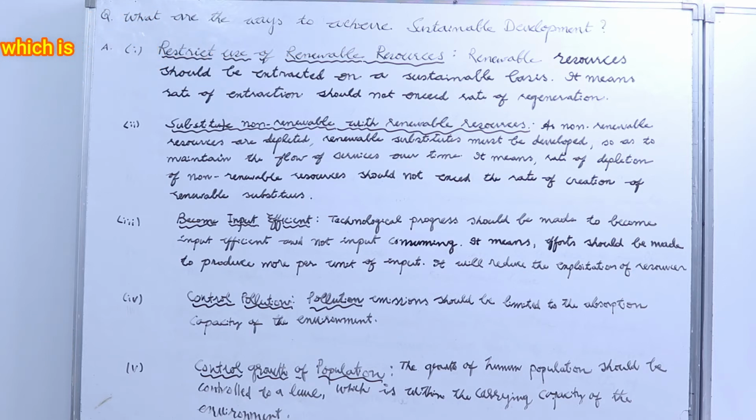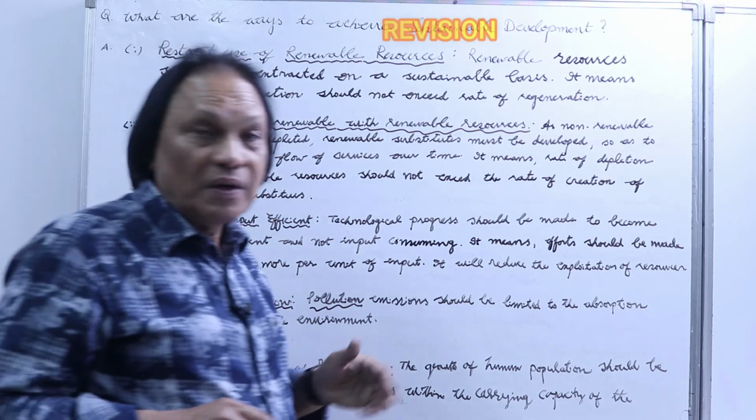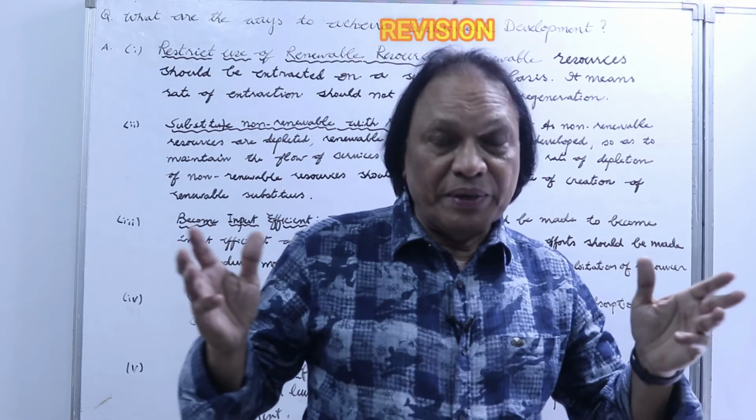So look at the point once again. These are the different ways to achieve sustainable development. Restrict the use of renewable resources, substitute non-renewable with renewable resources. Third point, become input efficient, control pollution, and control growth of population. If we do all these 5 points, we will have sustainable development of the environment.